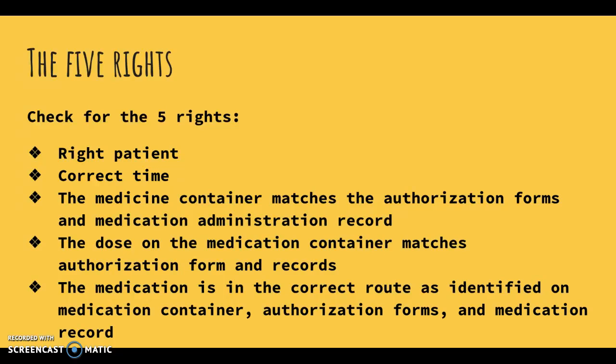The 5 rights. These are the 5 rights that you need to check before doing anything. Make sure that it is the right patient, the correct time, the medicine container matches the authorization forms and medication administration record, the dose on the medication container matches the authorization form and records, and that the medication is in the correct route as identified on medication container, authorization forms, and medication record.